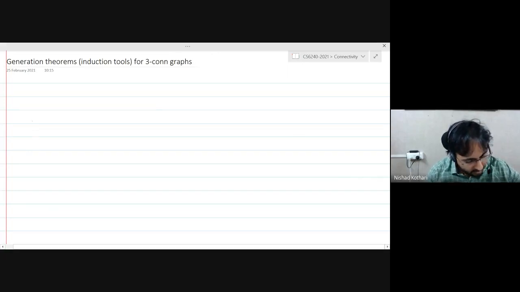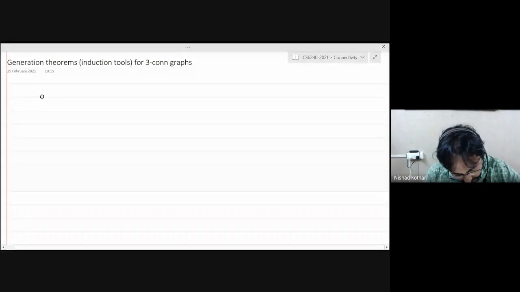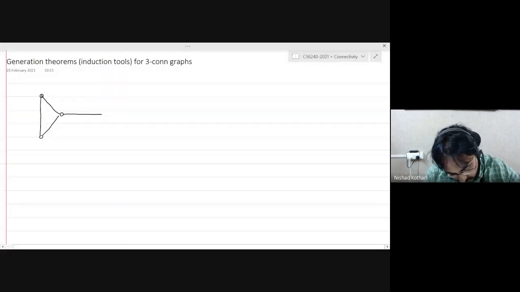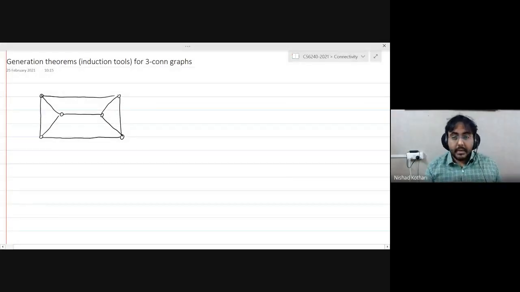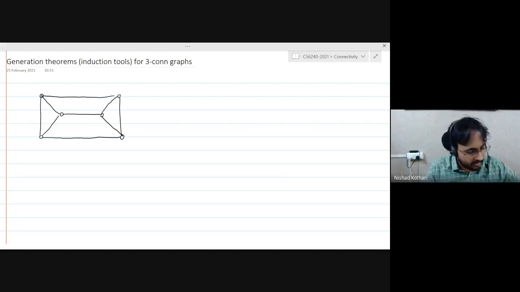So let us suppose we have this graph here. This is a three connected graph. I'm going to first look at the induction direction. What we want to do is obtain a smaller three connected graph from this graph. Let's call this graph G.